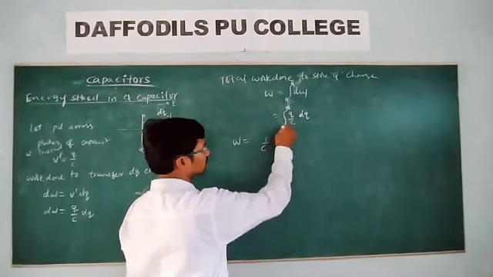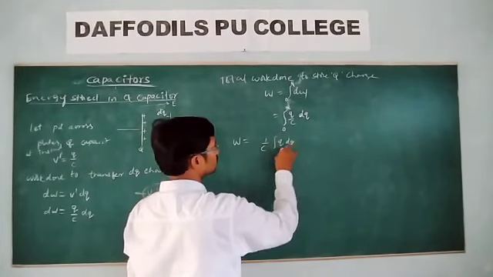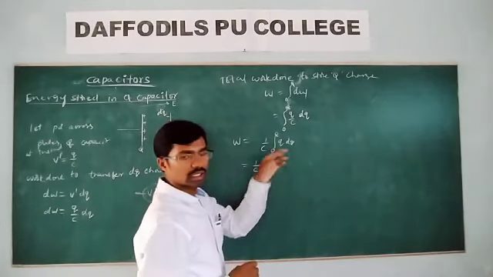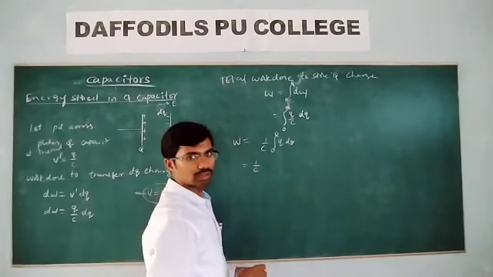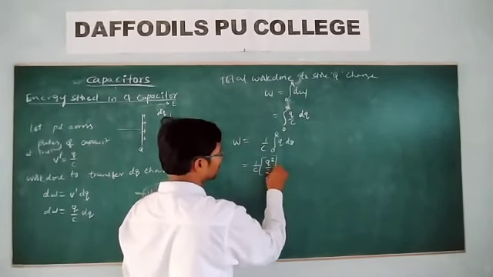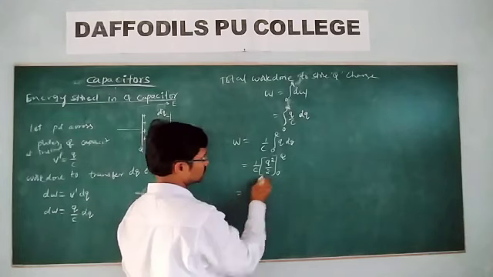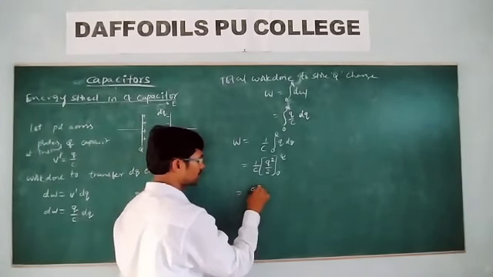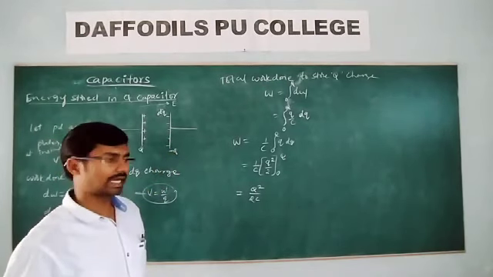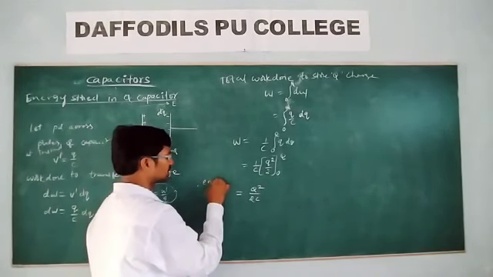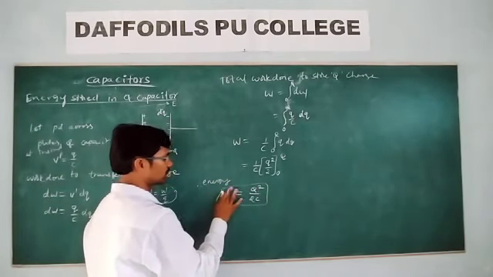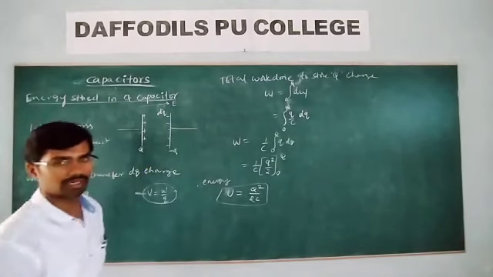Integral of q dq gives q square by 2, like x square by 2. The limits are from 0 to Q. So substituting, we get Q square by 2C. And this work will be stored as energy. Therefore, energy E is equal to half CV square, which is equal to Q square by 2C.